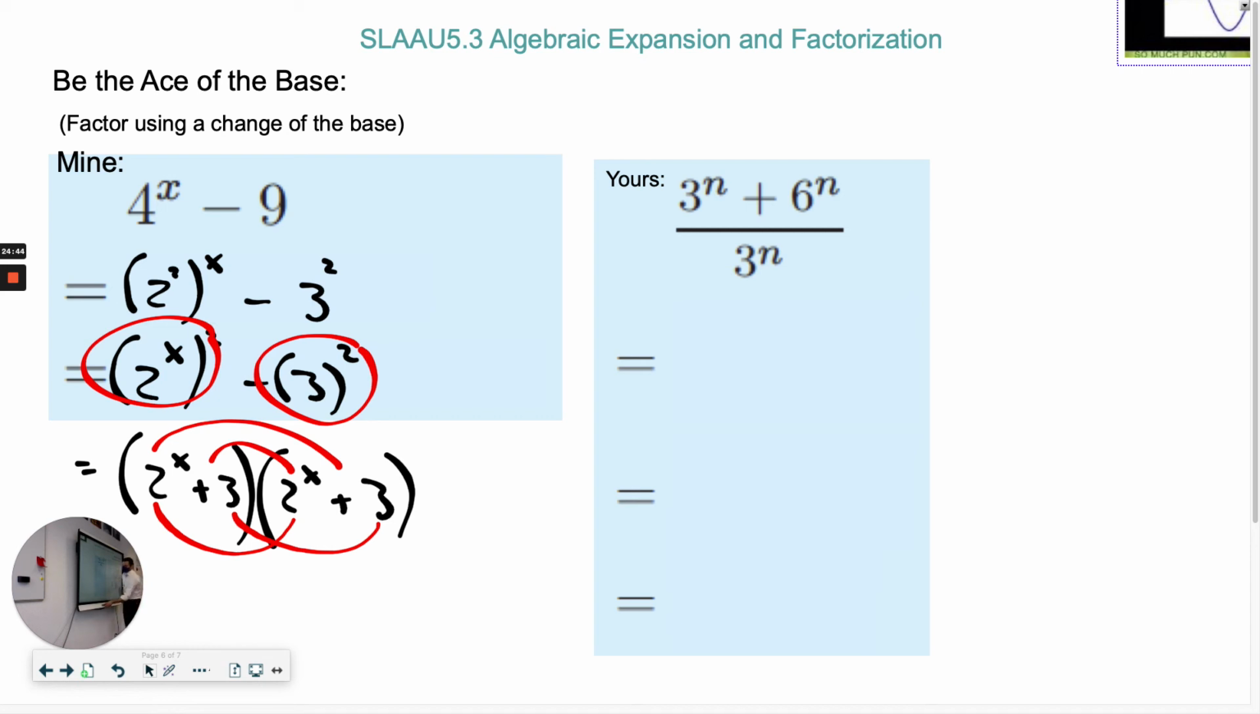Cool. All right, take that. Try the same game with this. See if you can get that 6. If you can beat that 6 into being a 3, see if you can cancel things out and make it a little prettier.